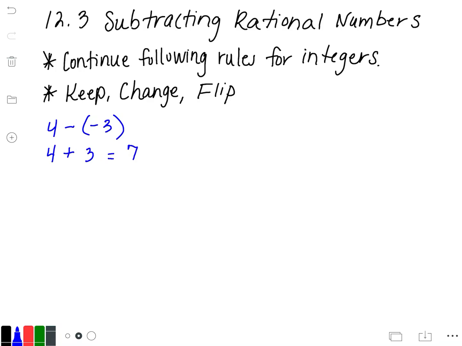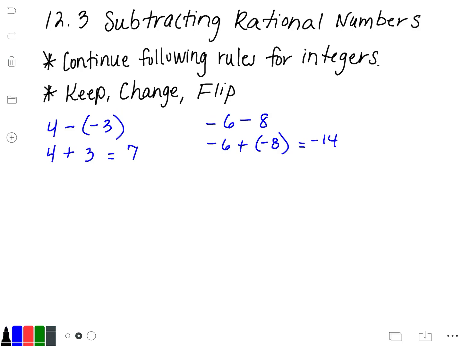Let me give you another example. So say we've got negative 6 minus 8. So keep, change to addition, flip the sign to the opposite, so this becomes a negative 8, and then follow the rules for adding integers. So since the signs are the same, you add and you keep the sign. This would be a negative 14. Okay, so you need to make sure you know those rules before you try these problems today.